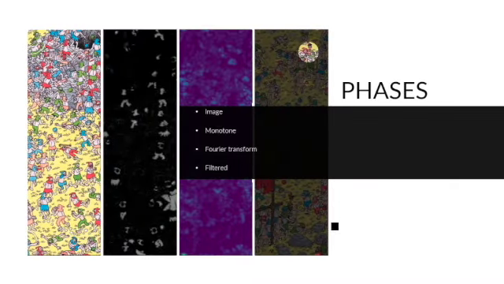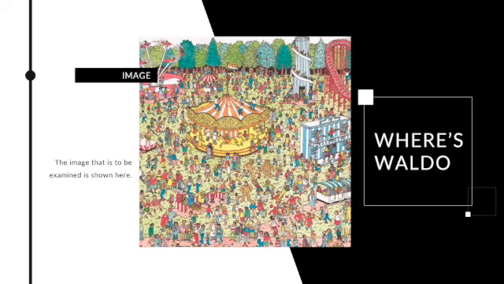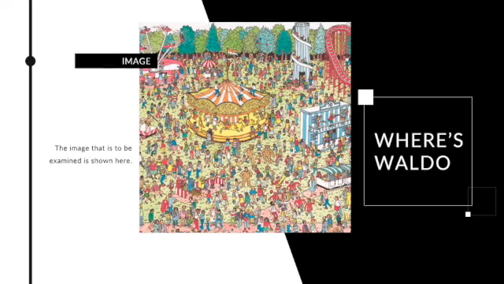The code works in 4 distinct phases. These phases are the image, the monotone, the Fourier transform, and the filtered image. The image is required because the code needs to have something to examine. The program is told that there is a picture in a folder somewhere which it can use in the further steps.